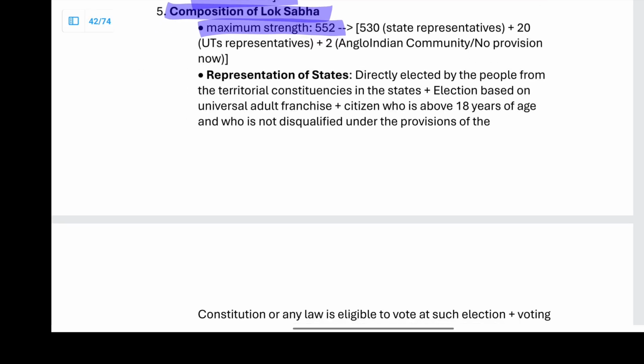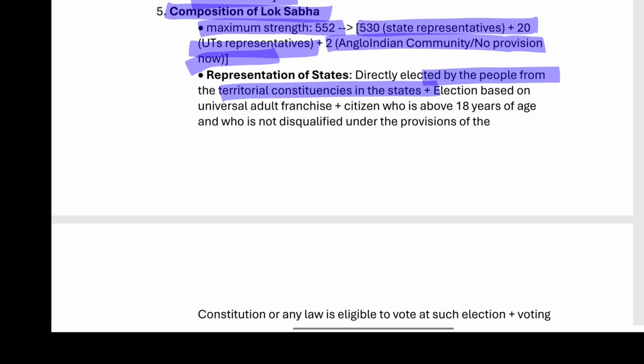Composition of the Lok Sabha is 552, whereas 530 is from the states and 20 from the Union Territories. Two were for the Anglo-Indian community, but this provision is not there now, right? So 20 is related to the Union Territories. They are directly elected by the people from territorial constituencies of the state. Election is by universal adult franchise.